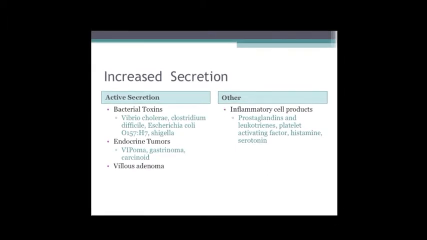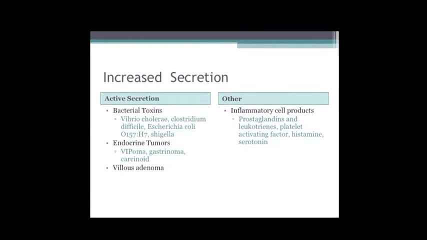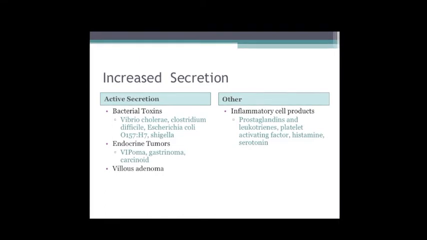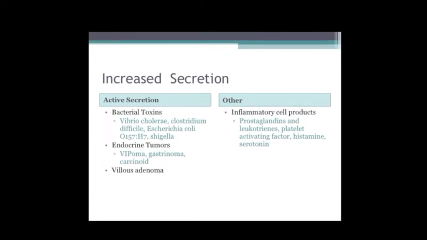And then there are a number of endocrine tumors that will cause increased secretion from the bowel, including excess VIP secretion, gastrin with ZE, and carcinoid. Villous adenomas are these very large villous polyps. They secrete a lot of fluid from their surface. Inflammatory products may also cause increased secretion.